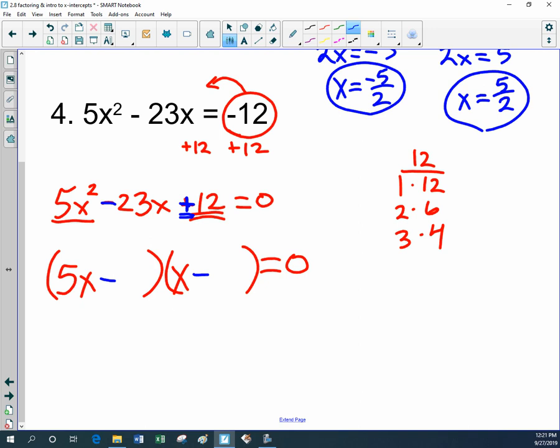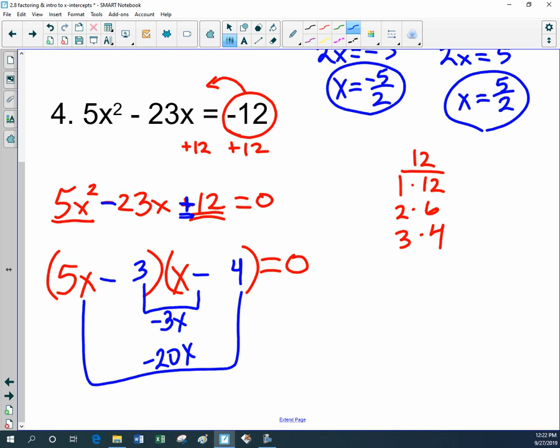So 1 and 12, 2 and 6, 3 and 4. Okay? Do a little bit of mental math here. So what combination of numbers, 3 and 4, okay, and where would we put them? 3 in the first spot, 4 in the last spot. Okay, so what do I get when I multiply the middle terms? Negative 3x and negative 20x, and that's a negative 23x.